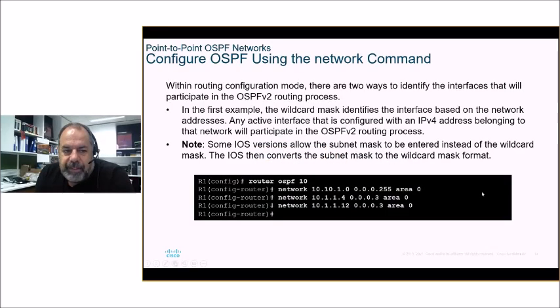Now, within routing config mode, there are two ways to identify interfaces that will participate in OSPFv2. Basically, in the first example, the wildcard mask identifies the interface based on the network addresses. Any active interface that is configured with an IPv4 address belonging to that network will participate in the routing process. This is the example here, where we've used that inverse of the mask. I'm assuming this is a 24-bit network mask, so the first 24 bits are 0, the last 8 bits are 1s, and a member of area 0.